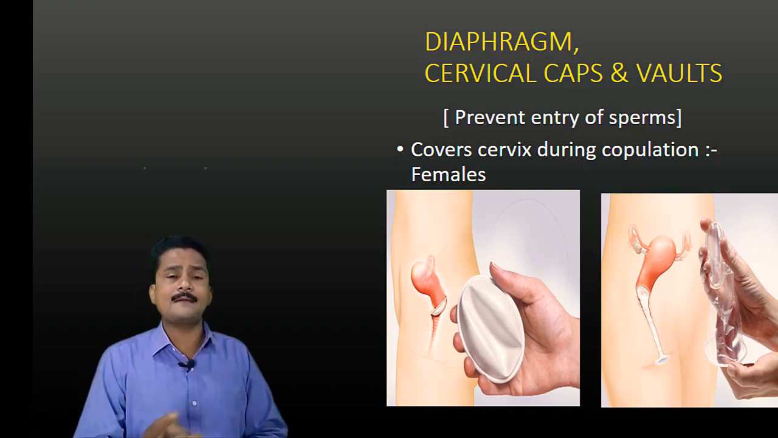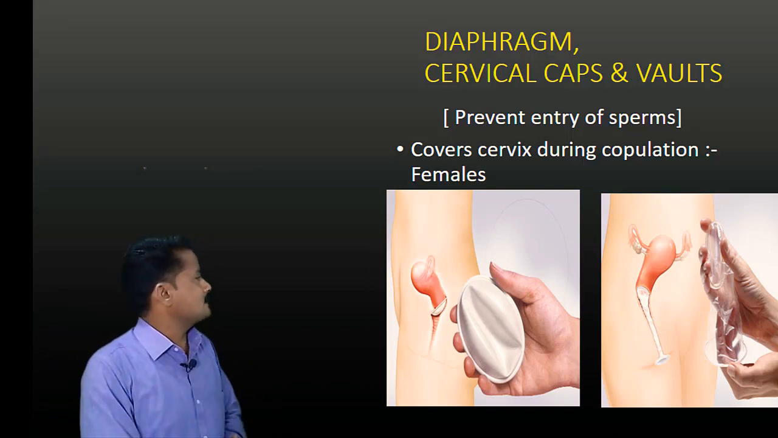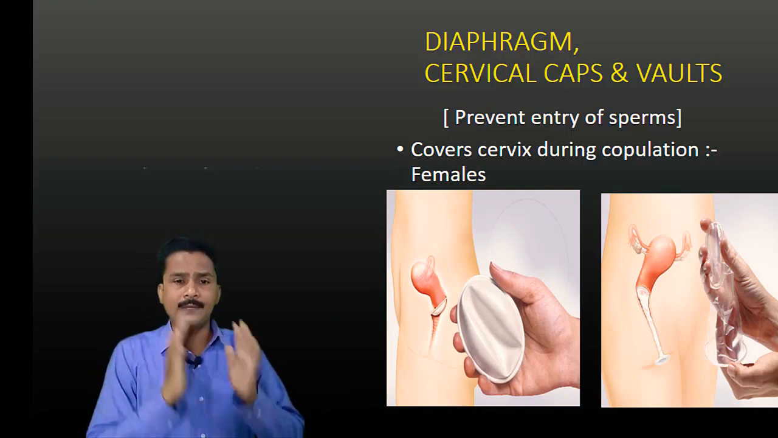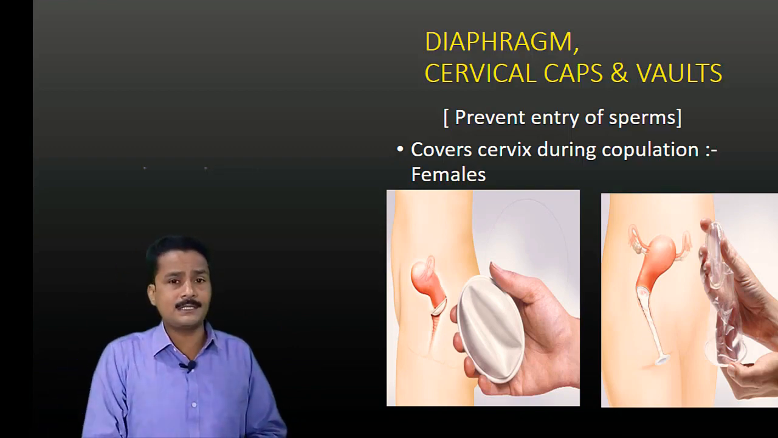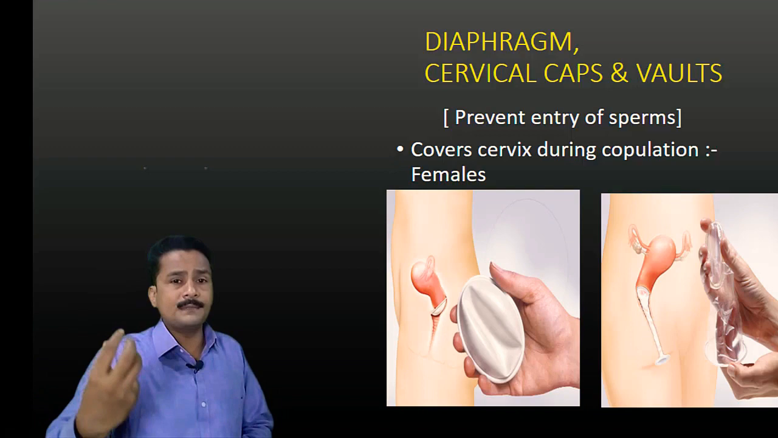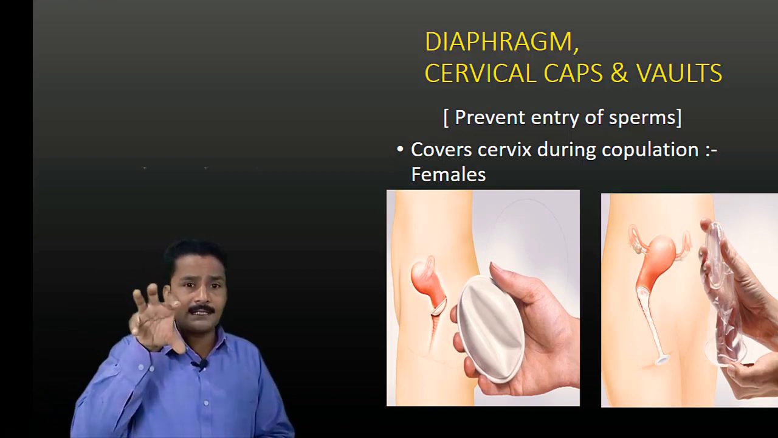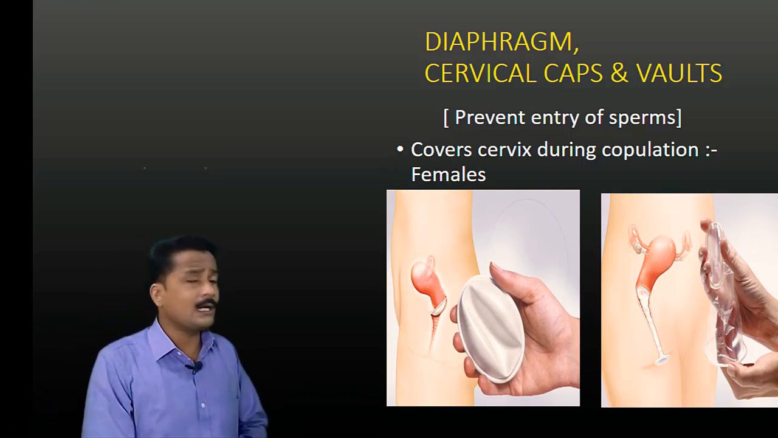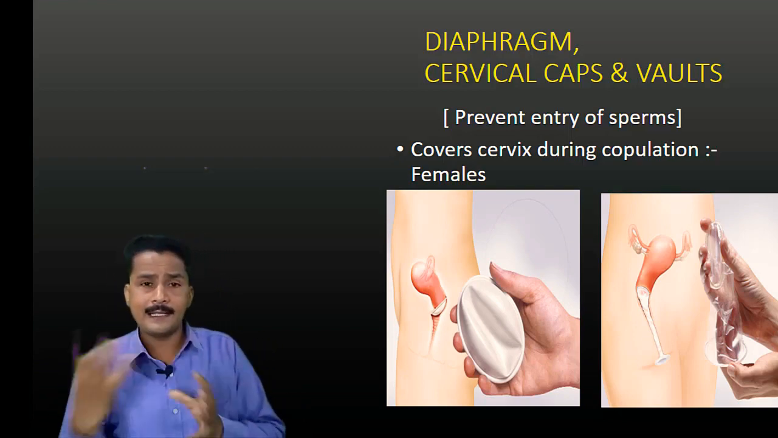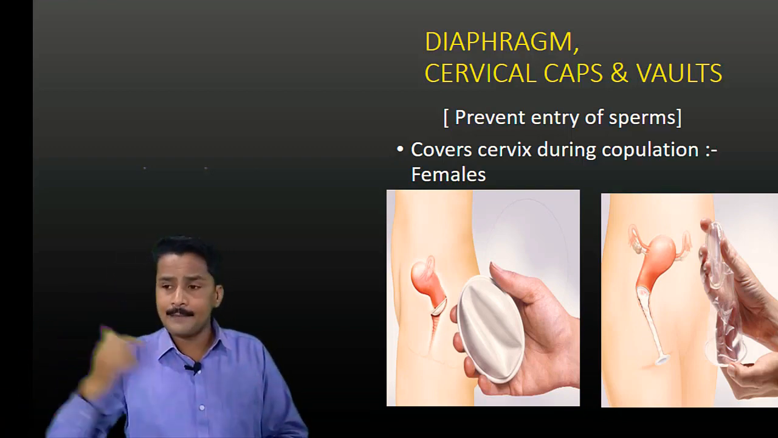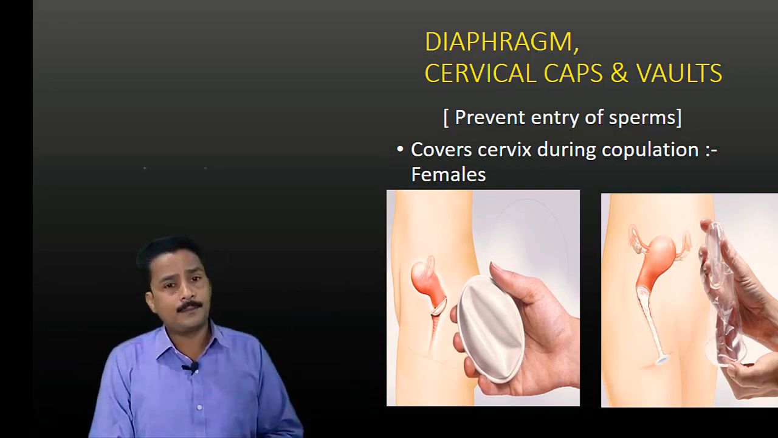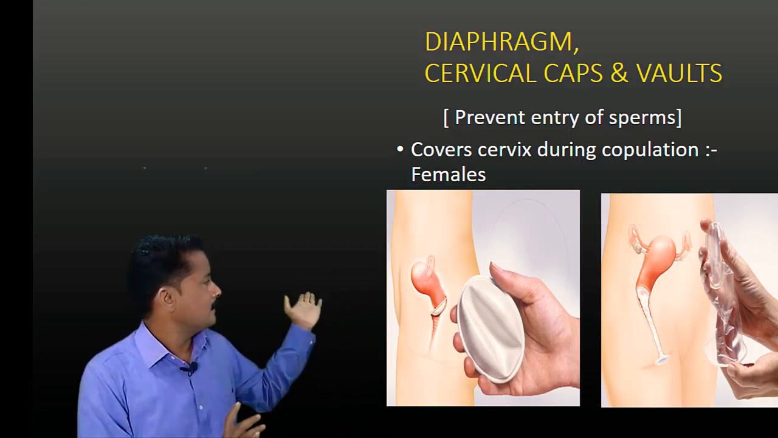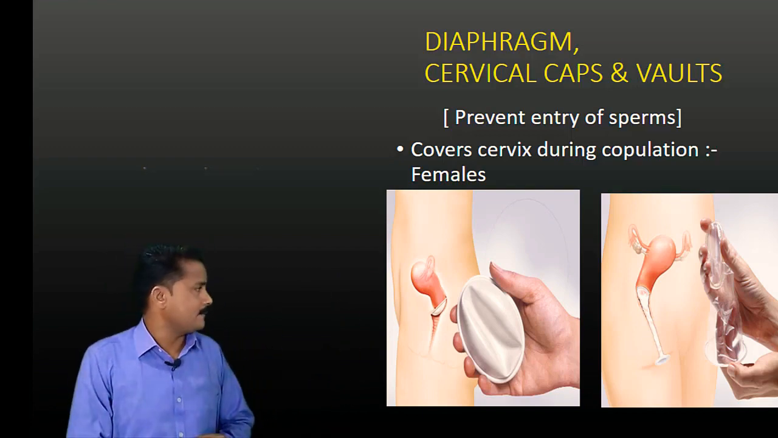Actually, the diaphragm, cervical caps as well as the vaults are nothing but female condoms. They are homologous to the male condom. Generally these are also made from rubber sheets, and they are fitted over the opening of the cervix. So these devices are inserted into the female reproductive tract, and they cover the opening of the cervix and prevent the entry or movement of the sperm into the inner reproductive passage of the female. So these are the examples related to the second method.